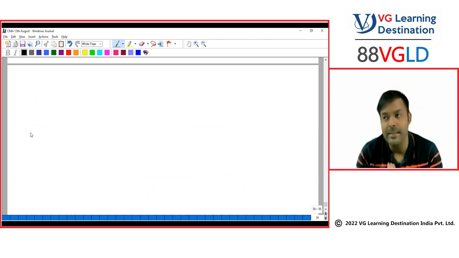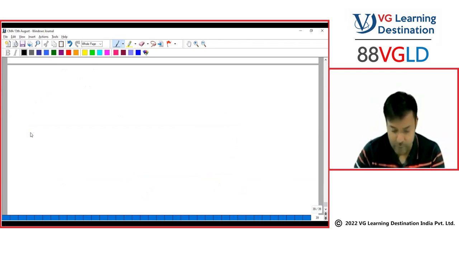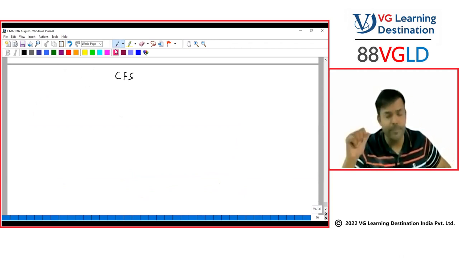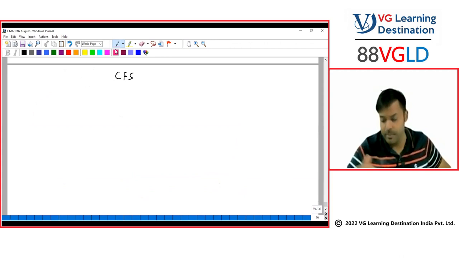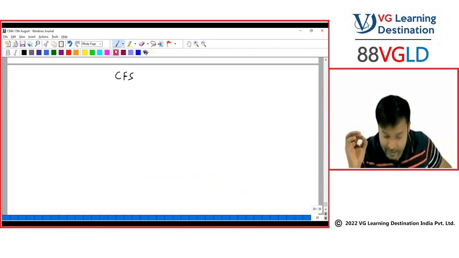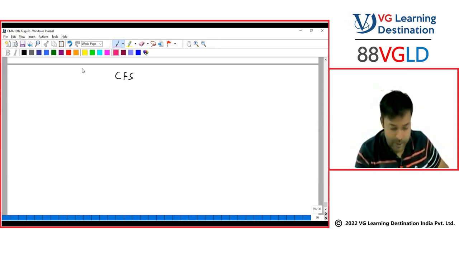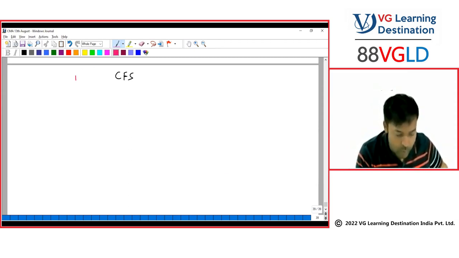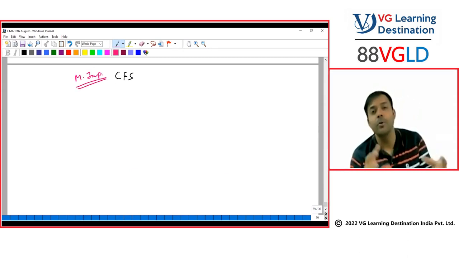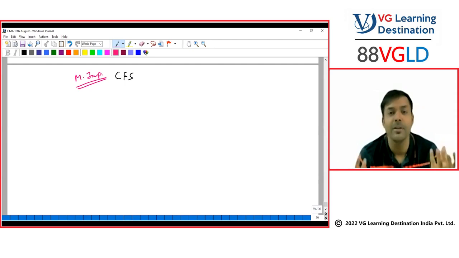Cash flow statement, guys. How many activities are there in the cash flow statement? Out of all the statements, guys, P&L, balance sheet, cash flow statement, statement of changes in equity, this is the most important: the cash flow statement. Most important. Why so? Because eventually, why is anyone doing business?